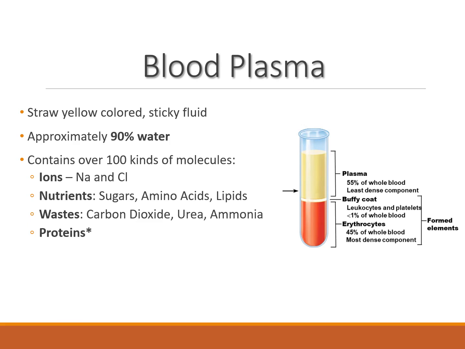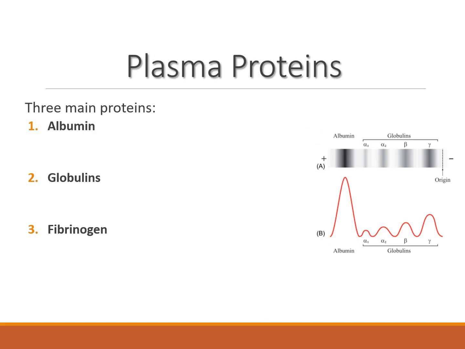Wastes, right? We said we're going to have carbon dioxide, and these different metabolic wastes, which consist of urea and ammonia. These are wastes from normal metabolism in our cells. But the proteins are the big ones. These proteins are some of the important things that make plasma what it is. So we'll talk about these proteins.